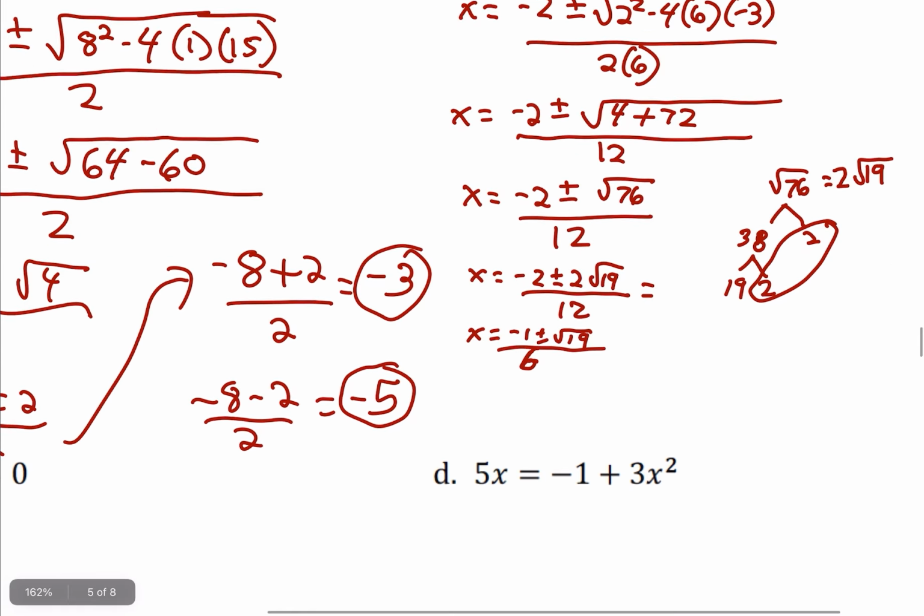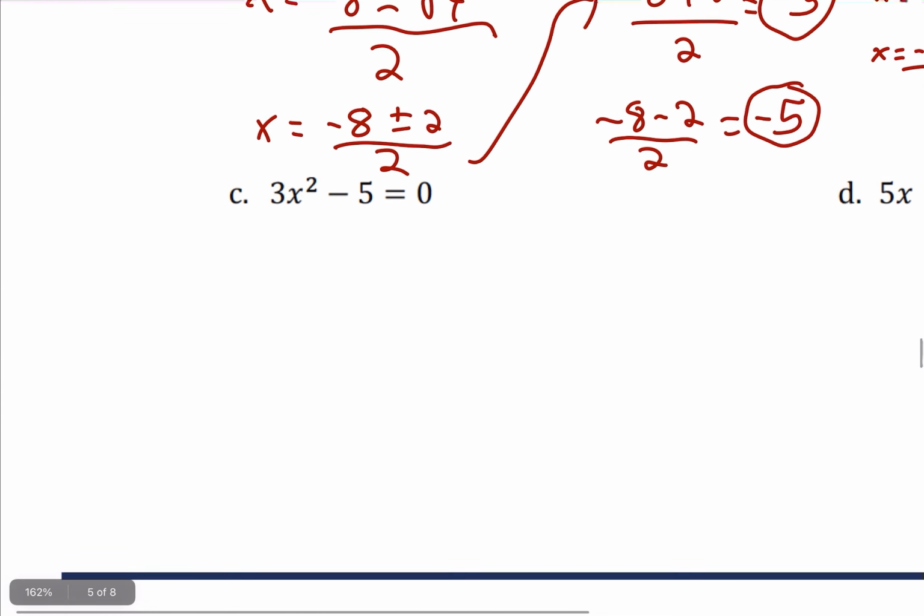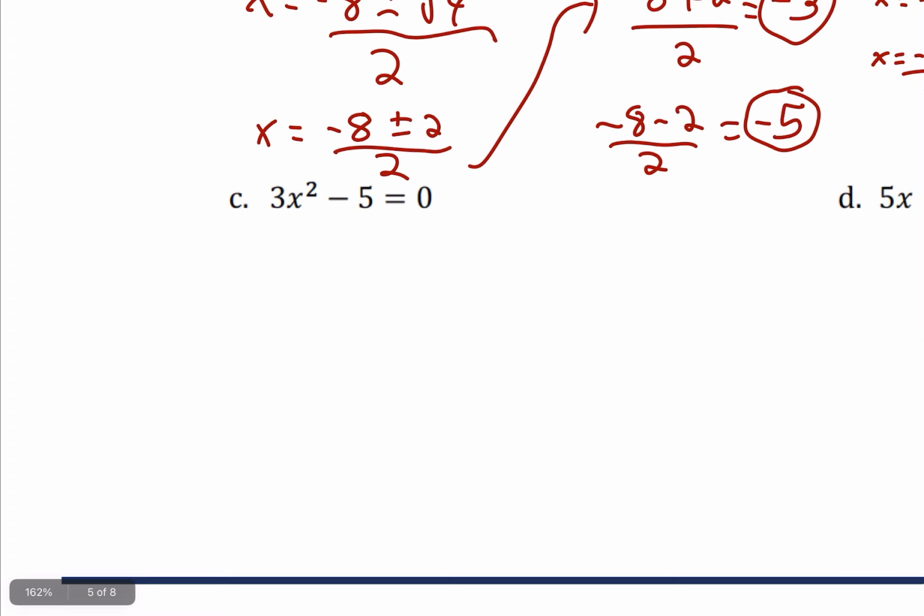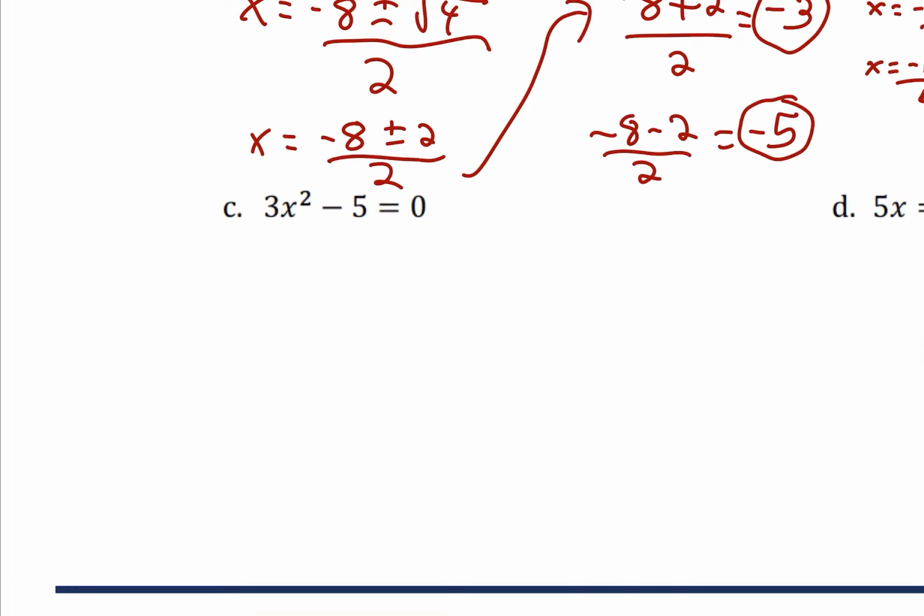All right, let's go to C, and again you can see why we need a lot of room for the quadratic formula. For C, we're again asked to do it by the quadratic formula. Honestly, it's not the easiest way to do it, but I want you to see that the quadratic formula works all the time. An easier way would have been to move the 5 to the right by adding 5 to both sides and then dividing by 3, and then taking the square root of both sides. But let's do the quadratic formula just so that you totally understand that it works every time.